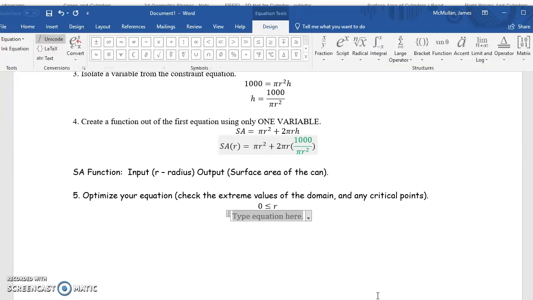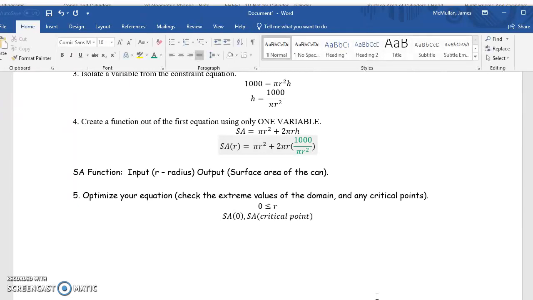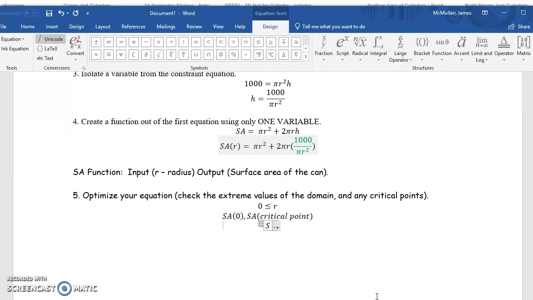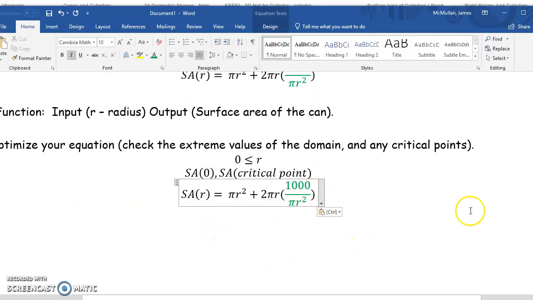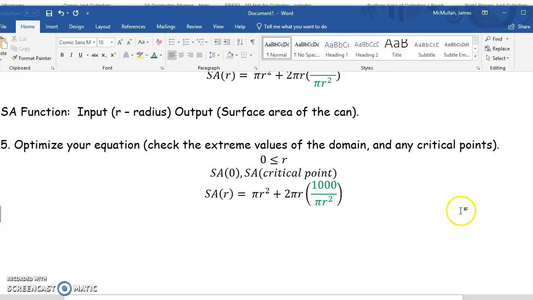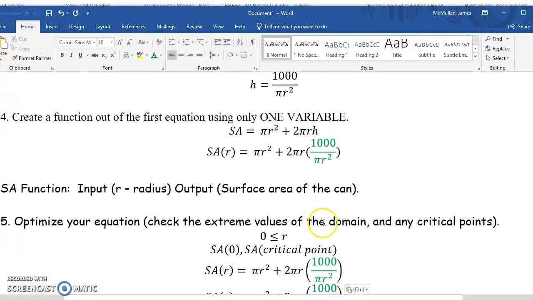So we have two possibilities, right? Surface area of 0 could be our ideal, or surface area of any critical point could be a candidate. So what we need to do here is we need to find the critical points. So critical points, remember, we have our function. Just going to quickly copy this again. Our function's here. Okay, we are going to simplify. So we'll just take another quick look at this and simplify it.